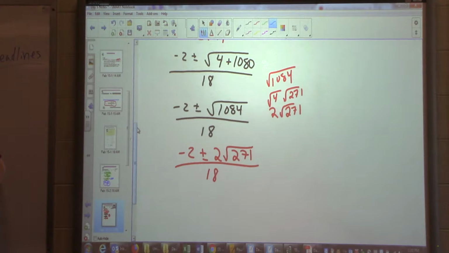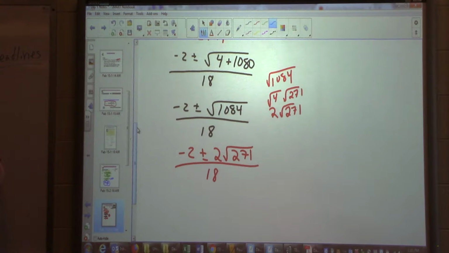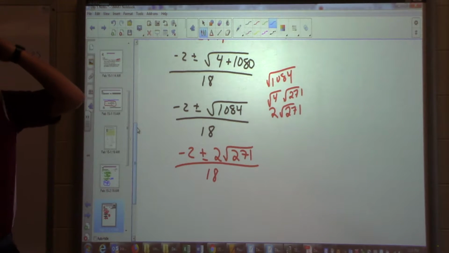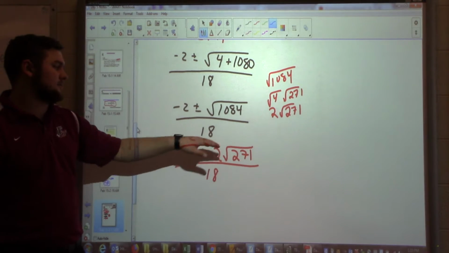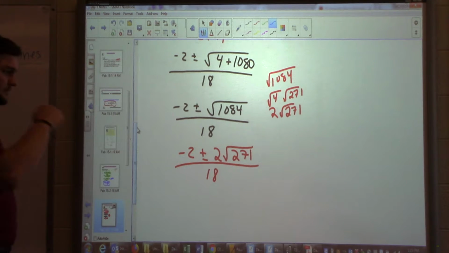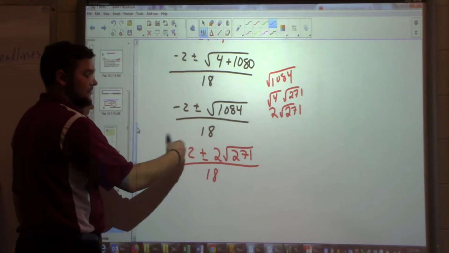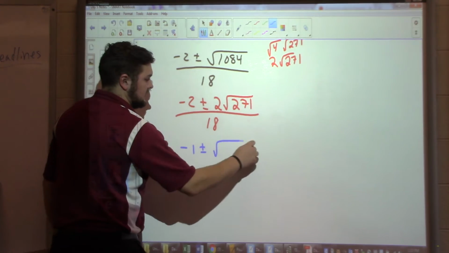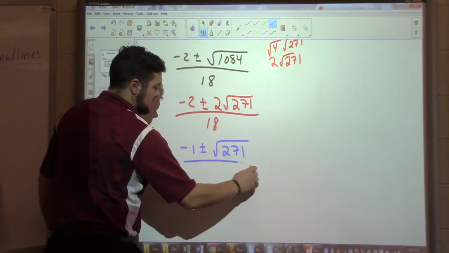Okay, hold on. What do you mean by I can simplify 2 and 18? What is that? You can do 1 and 9. Or would it be negative 2 and 18? Here's the deal. The top part, if I'm going to factor anything out, it's got to come out of both pieces. So I'm not going to do negative 2 and 18 by itself. I'm not going to do 2 and 18 by itself. I need to take a 2 out of all of my pieces. So it'd be like we're factoring a 2 out of the top. So it becomes negative 1 plus or minus the square root of 271 over 9.